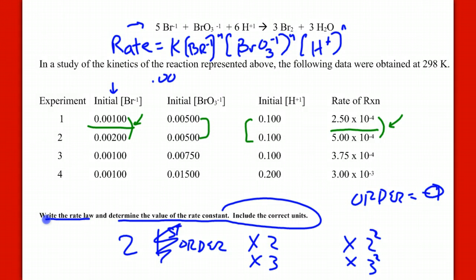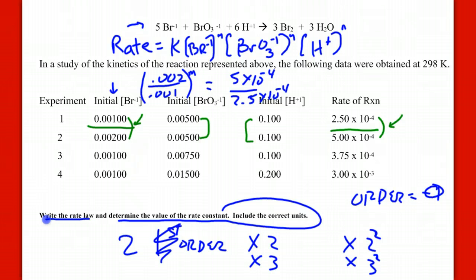When the concentration was 0.002, the rate is 5 times 10 to the -4th. Now when the concentration is 0.001, the rate is 2.5 times 10 to the -4th. It's always the ratio of the concentrations to some power equals the ratio of the reaction rates. So this is 2 to the m equals 2, so m equals 1. So that means this is a first order reaction with respect to the bromide ion. So I'll put a 1 right there.